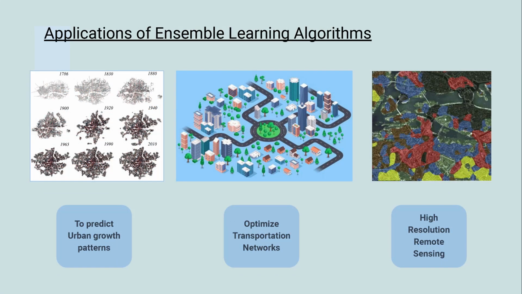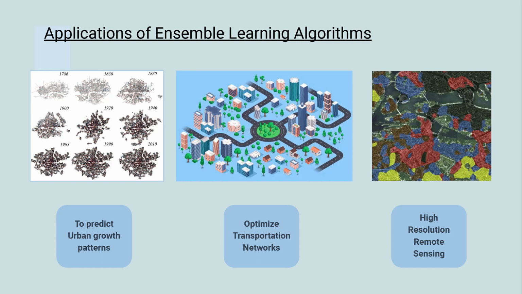Ensemble learning can be applied to many different fields, including urban planning. Urban planning is the process of designing and managing the physical and social infrastructure of cities, towns, and other urban areas. Urban planners use a wide range of tools and techniques to make decisions about land use, transportation, housing, public services, and other aspects of urban life. Machine learning, and specifically ensemble learning, can help urban planners to make more accurate and data-driven decisions.